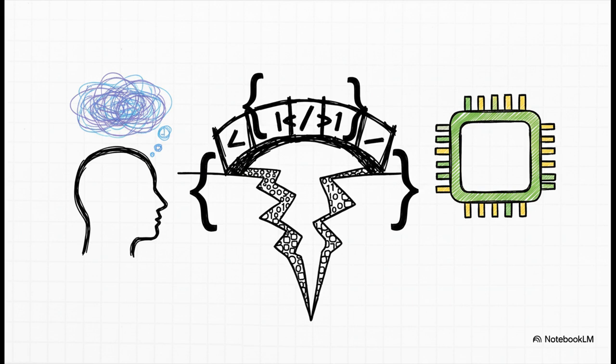And that right there is the fundamental problem. You've got this huge, massive gap between our messy, creative, sometimes weird human thoughts and the cold, hard, precise logic of a machine. So, how would we bridge that gap? Well, that's exactly what we're going to get into today.